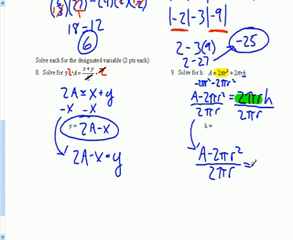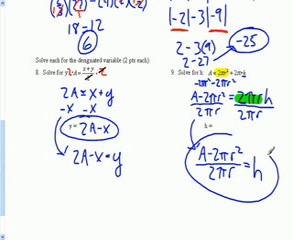So that's the big ugly fraction we get. Over here, all this stuff is going to cancel out, so we're just left with the h. All right, so h equals a minus 2 pi r squared all over 2 pi r. And we just have to leave it like that, and that's fine. All right?